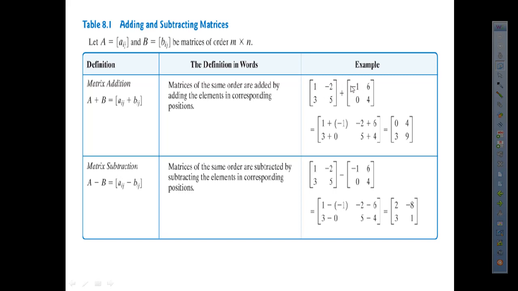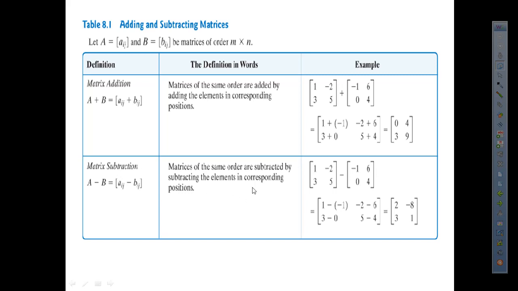So 1 plus negative 1, negative 2 plus 6, 3 plus 0, and 5 plus 4. Then we just add those independent elements, and that's going to give us the new element of the sum of the matrices. So we end up with 1 plus negative 1 gives me 0, negative 2 plus 6 gives me 4, 3 plus 0 gives me 3, 5 plus 4 gives me 9. So the matrix sum of these two matrices gives me the resulting matrix of 0, 4, 3, 9.